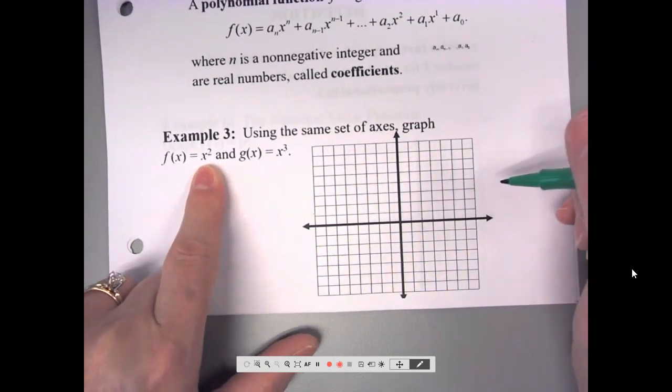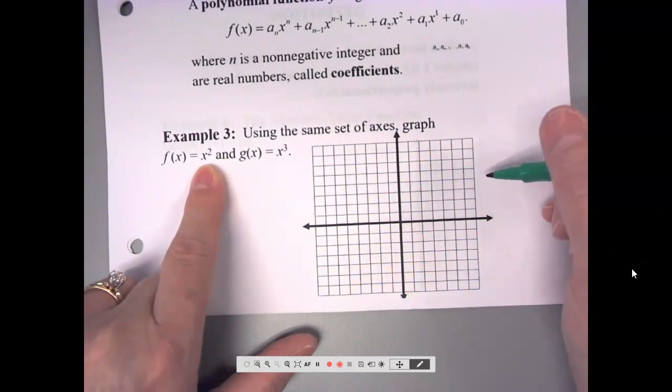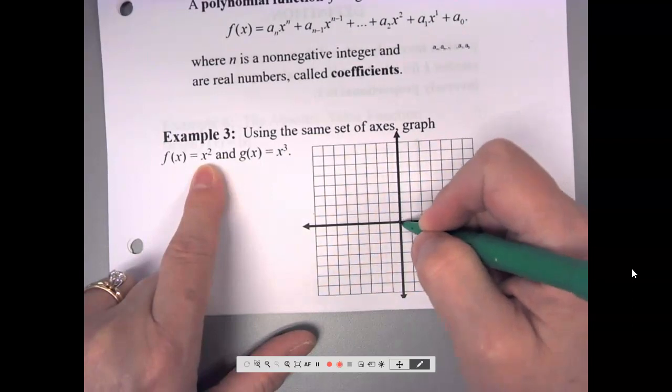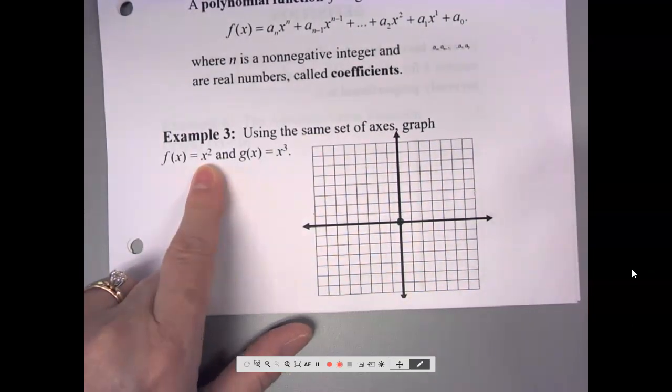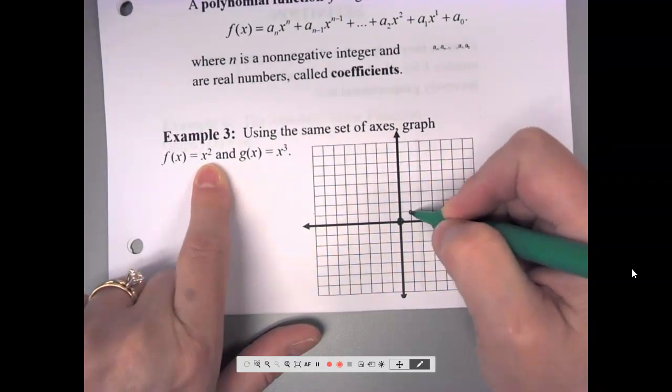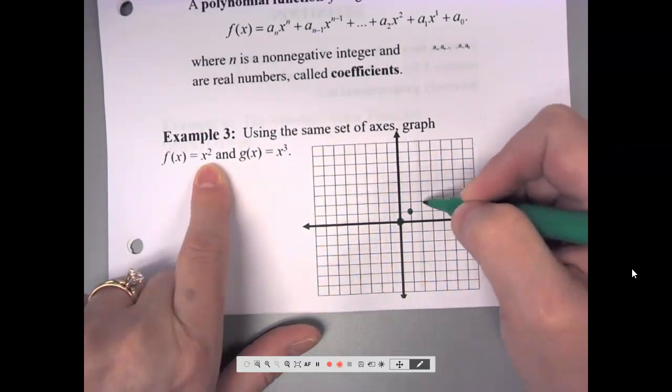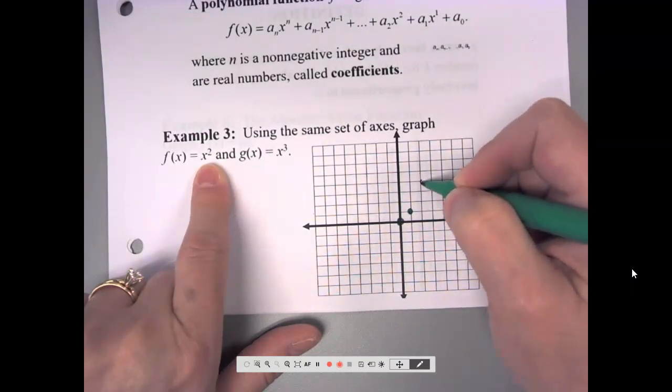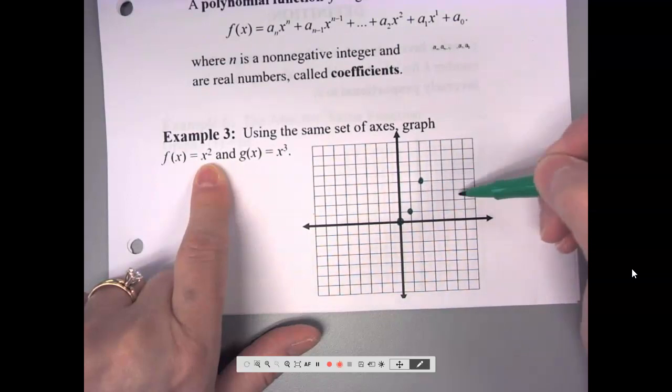What if I sub in 0 for x? What do I get for y? 0. What if I sub in 1 for x? I'm still just dealing with the x squared. 1. What if I sub in 2? 4. 1, 2, 3, 4. Should I keep going to the right here?